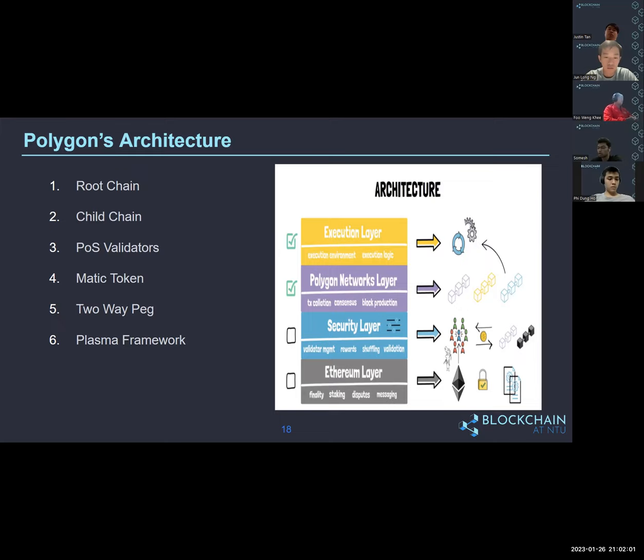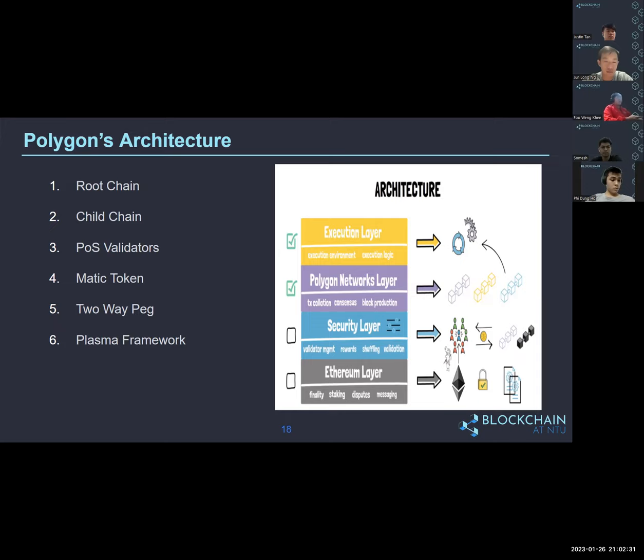Next will be the proof of stake validator. Proof of stake validators are responsible for validating the transactions on the child chain, and they are elected by the Matic token holders and are incentivized to act honestly by being rewarded with the transaction fee. Next, the Matic token. The Matic token, as I explained earlier, is used to pay for transaction fees and also used to elect the proof of stake validators. Fifth is the two-way peg. The two-way peg allows users to move their assets back and forth between the Matic network and the Ethereum main chain.